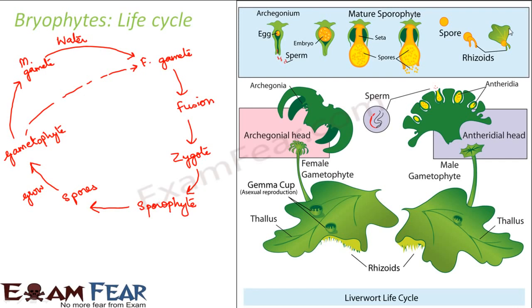So now, did you observe one thing? In the life cycle of a bryophyte, we introduced two new terms, that is gametophyte and sporophyte. Gametophyte is that part which produces gametes, and sporophyte is that part which has spores. So we will talk about gametophyte and sporophyte in even more detail.